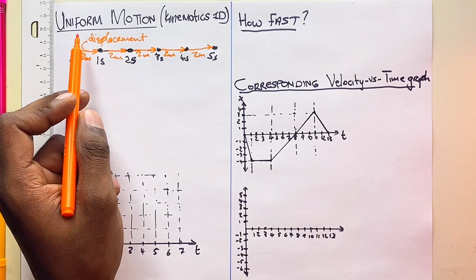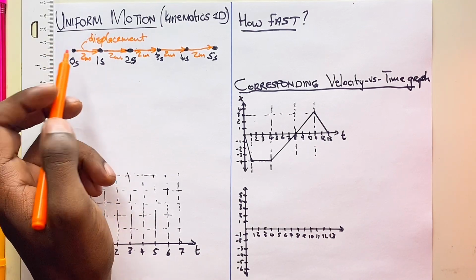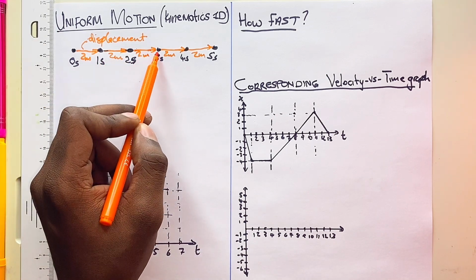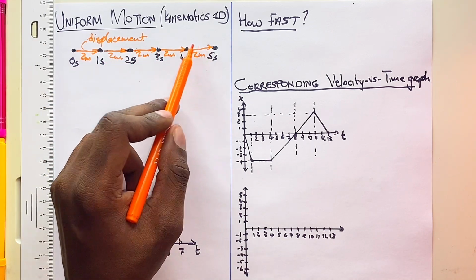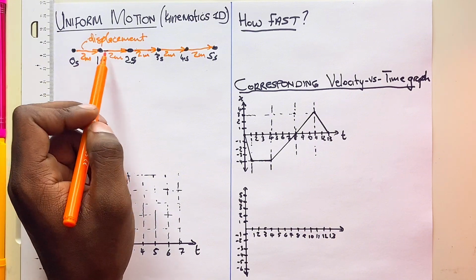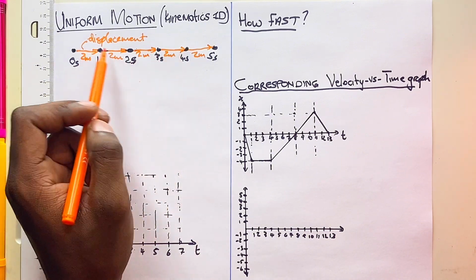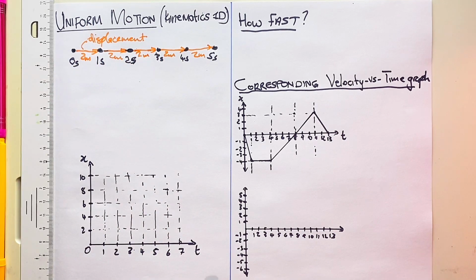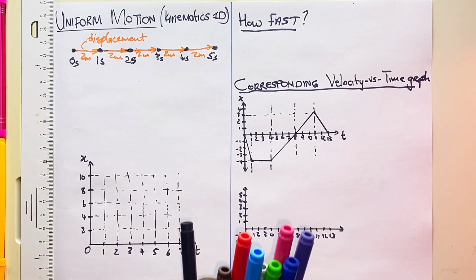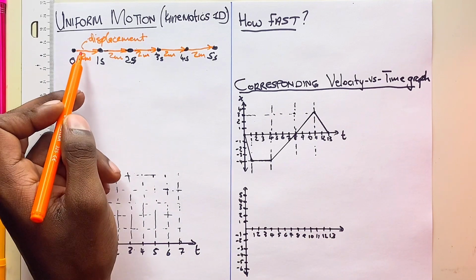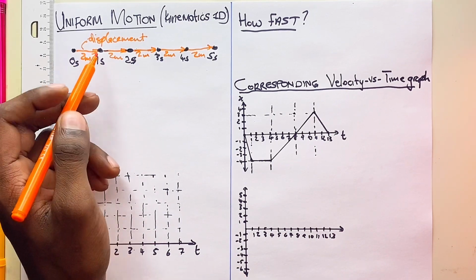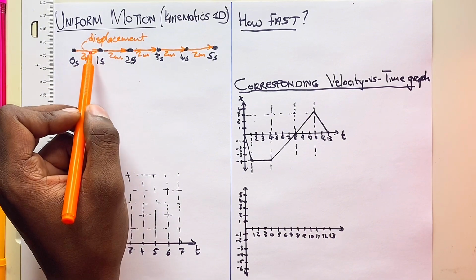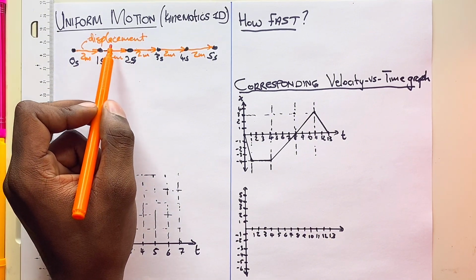Now this is uniform motion because the displacement between each motion is equal. So the displacement vectors are equal in this case. So we can conclude that the motion is uniform. So how do we define uniform motion? Uniform motion is motion in which whatever is moving does not have any acceleration.